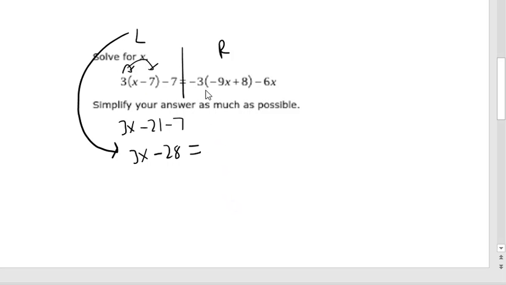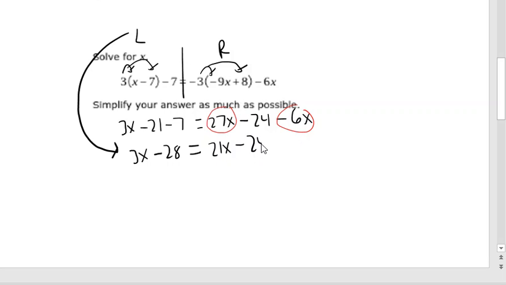Now when we simplify our right side, we're going to distribute the negative 3 to both of these terms. So that becomes a positive 27x minus 24, and then we still have a subtract 6x. So now we want to combine like terms on the right side. We have a 27x and we have a negative 6x. When we combine those, we get 21x minus 24.